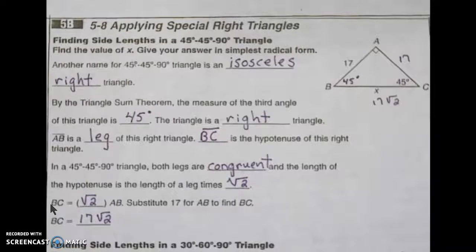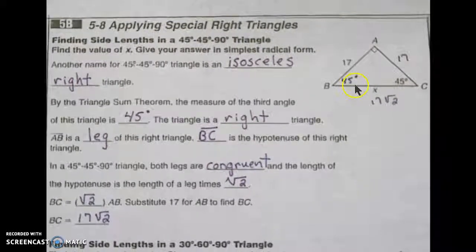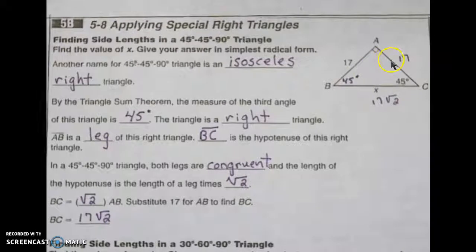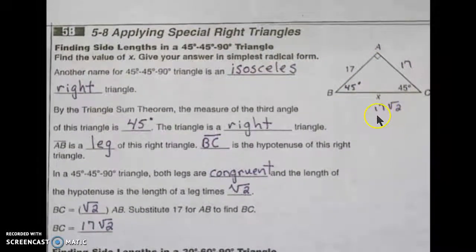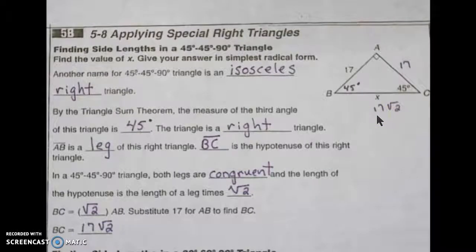Substitute the 17 that they gave you in this problem for AB to find the length of BC. So the length of BC is equal to 17 square root 2. And in your diagram, go ahead and label that information. The other angle is 45 degrees, the other leg of the right triangle is 17, and the hypotenuse is 17 square root 2.